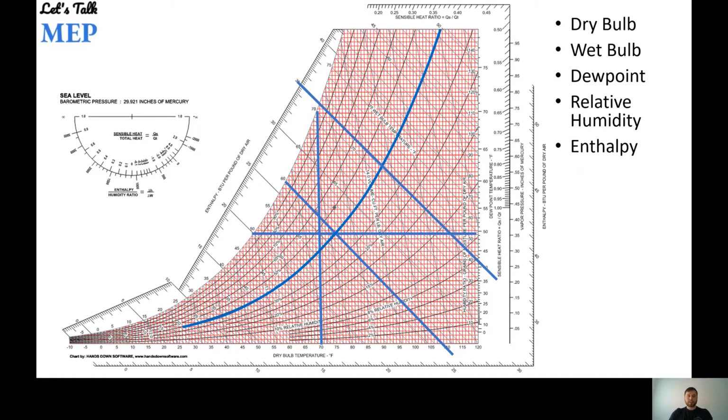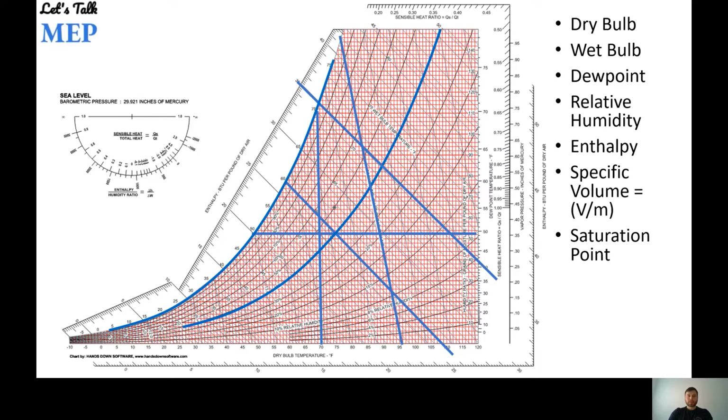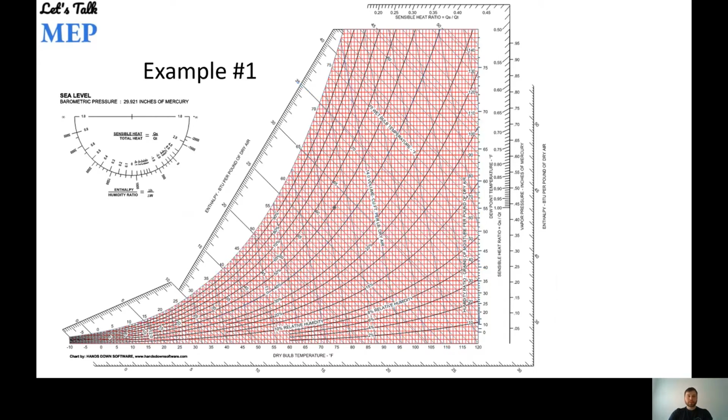Enthalpy is used for calculating energy content in the air, specific volume for your densities, and your saturation point. That's basically where air is 100% saturated, 100% relative humidity, and it starts condensing. And then you have humidity ratio, which is grains of moisture per pound of dry air.